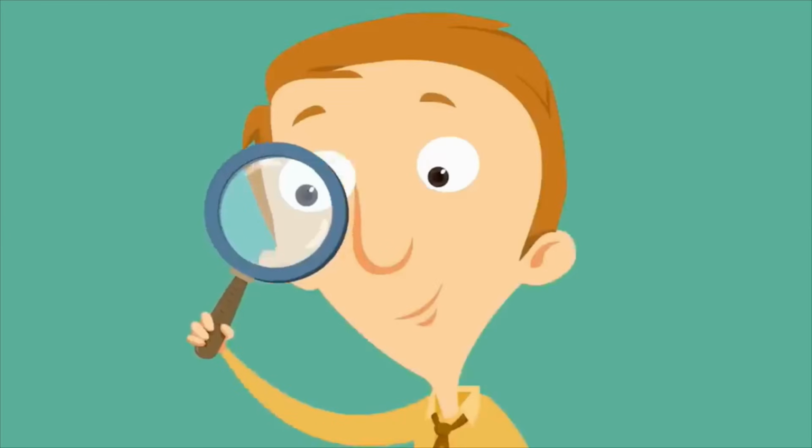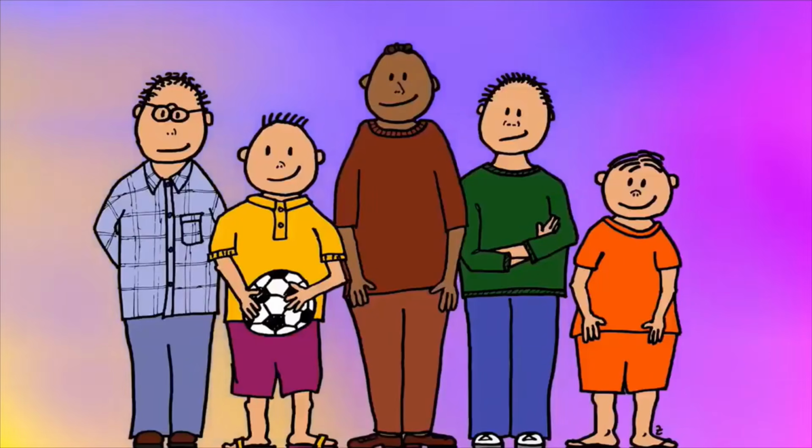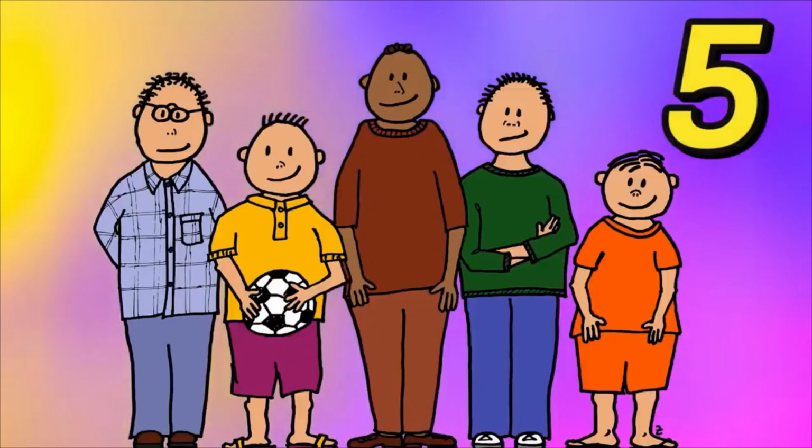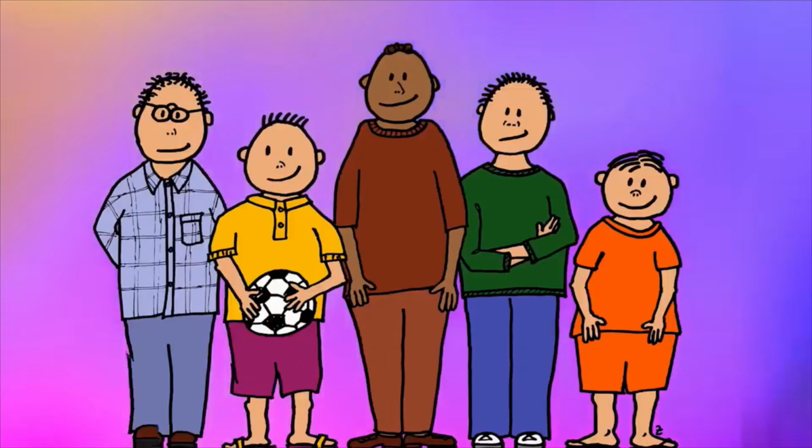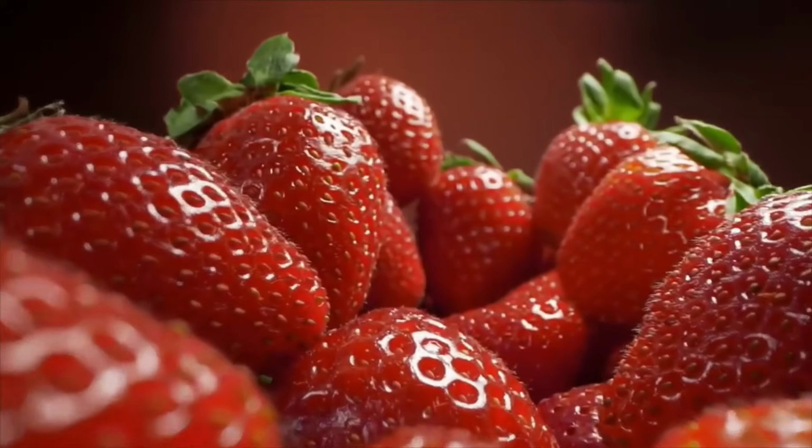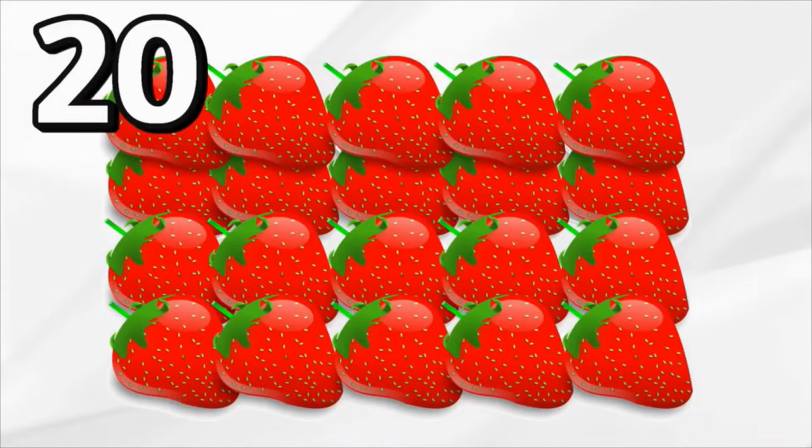Let's try this one next. How many people do you see here? 5. There are 5 people who have been playing outside and are going to take a quick snack break. Thankfully, they brought strawberries. They have 20 strawberries in all and want to divide them amongst each other.